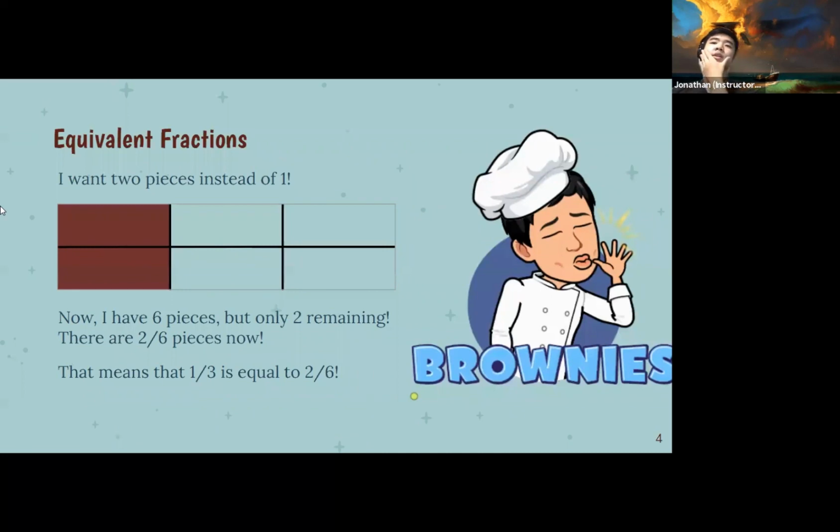But hold on a minute. I didn't change anything. I didn't take anything out. I didn't put anything in. So that means 1/3, which we said before, which was 1 brownie out of 3 pieces, is equal to 2/6, 2 brownies out of 6 pieces.